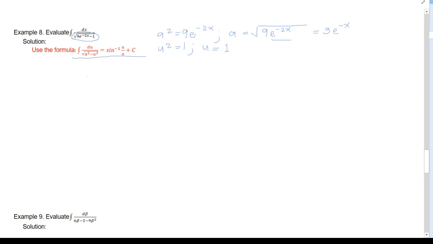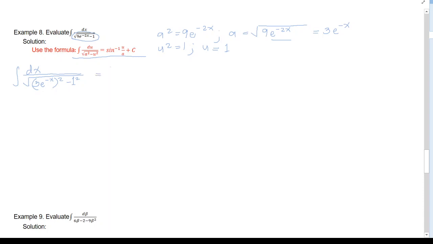Okay, so if we get this one, let us just rewrite the equation, that is the integral of dx divided by, okay, that is the square root of this one is equal to this. So if we are going to rewrite that one, that is 3e raised to negative x, and that is squared. So this one is also equal to 9e raised to negative 2x minus 1 squared. Okay, that is your u, this is your a.